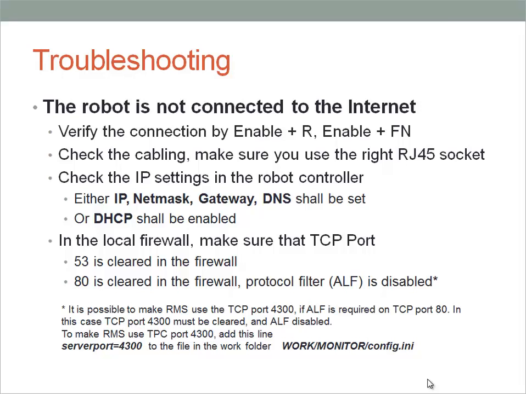If your network administrator prefers, Robot Monitoring Suite can also connect to the public server through TCP port 4300. In order to achieve this, you have to edit the work monitor config.ini file and add server port equals 4300 to the config.ini file.